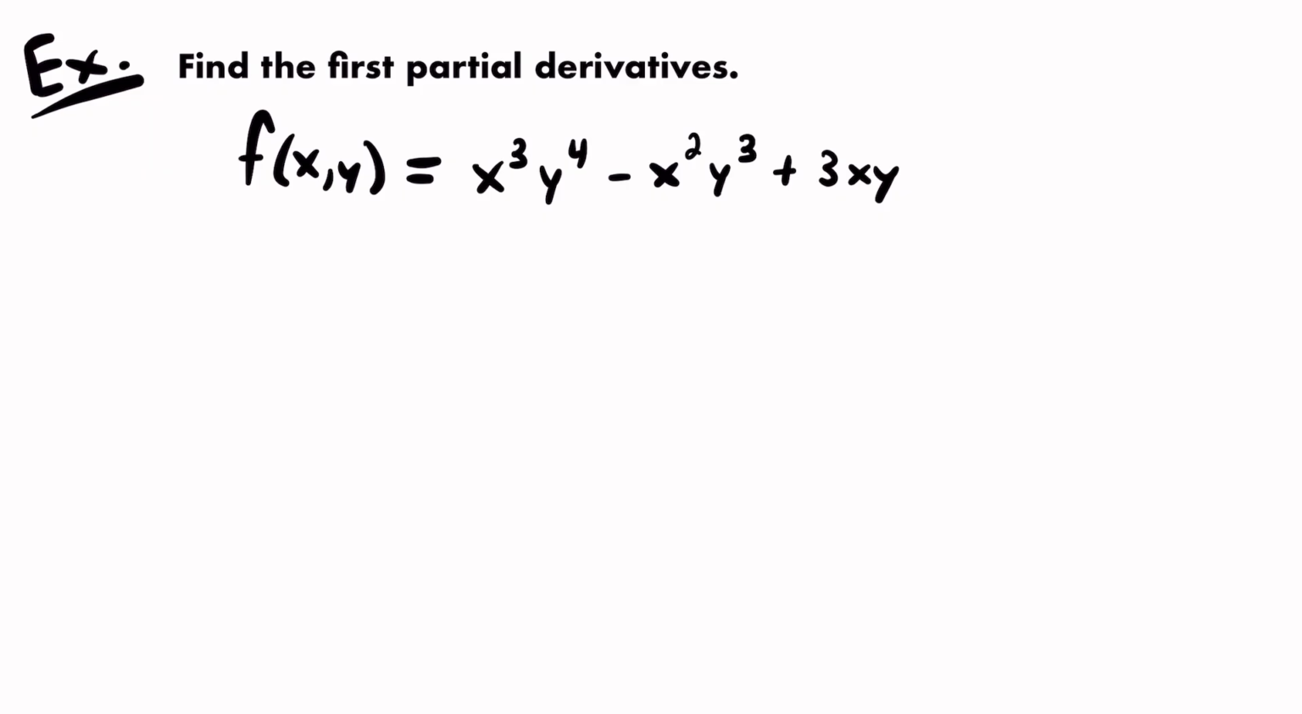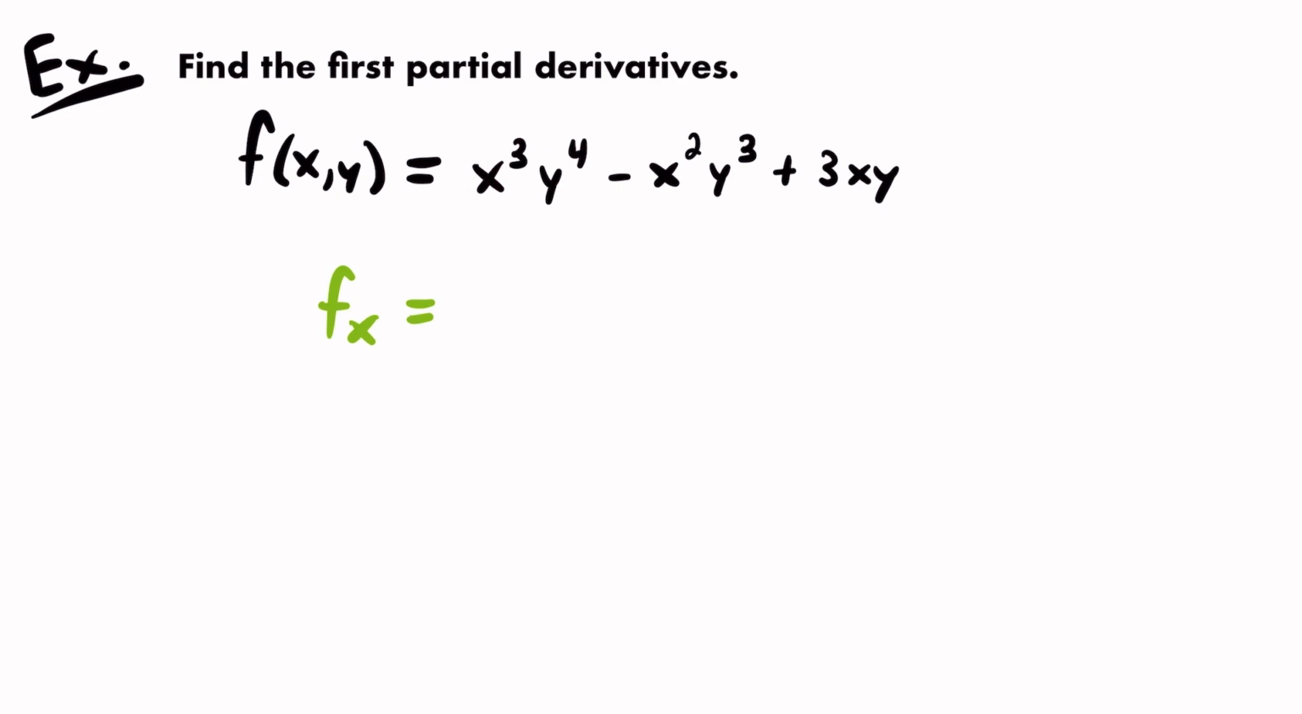I'm going to use a different notation this time, just so that you get used to seeing different notations for these partial derivatives. You can also represent a partial derivative with respect to x like this. We'll have f sub x, or just fx. What would that be equal to? Well, we want to take a derivative of this function with respect to x, and we're going to treat y as a constant.